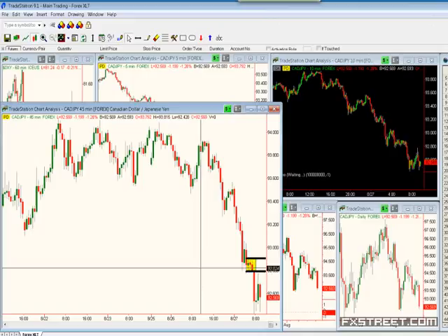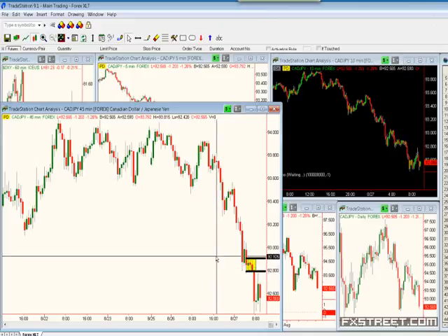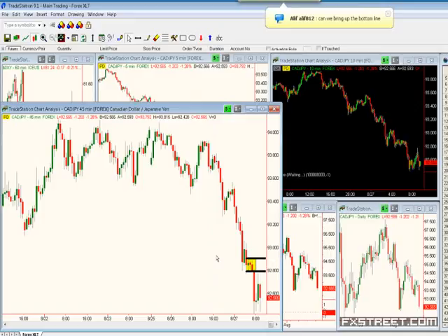So that comes in right at 92.80. The stop at about 93. I don't think you would need to go too much above that.